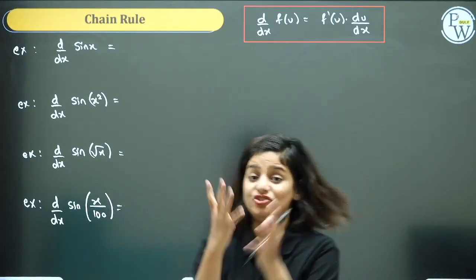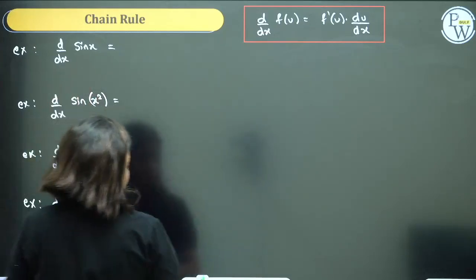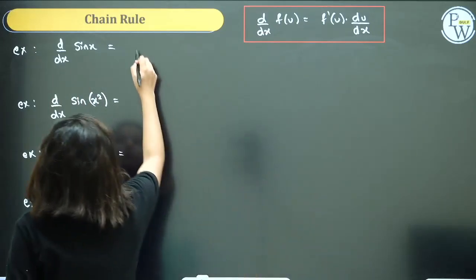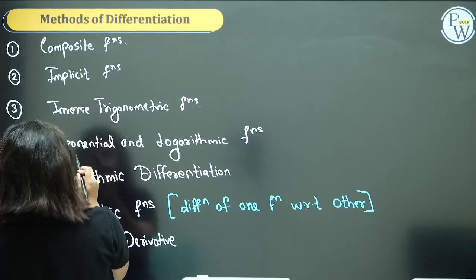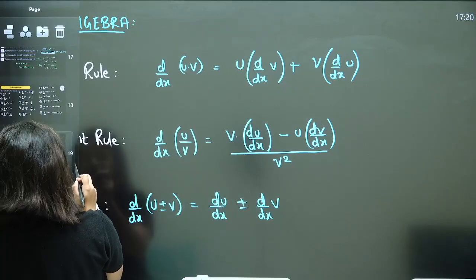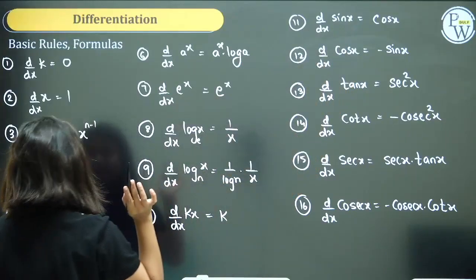Here, what is chain rule? Let's try to understand the chain rule first. We all know what is derivative of sin x. Yes, ma'am, derivative of sin x is cos x.